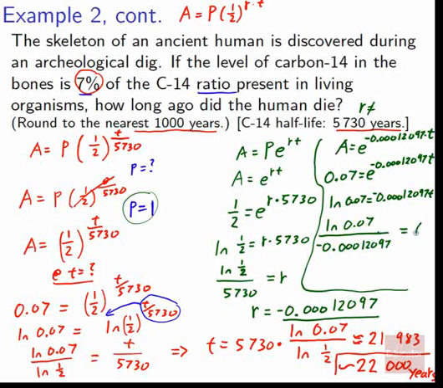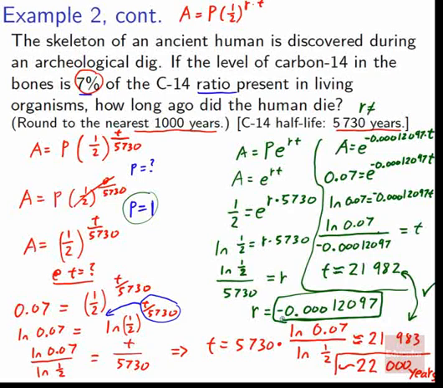0.00012097, equals t. We punch that into a calculator and we wind up getting that t is approximately equal to 21,982, which is very, very close to 21,983. So it makes sense that the reason why it's not quite the same is because we wind up having to use a decimal approximation.